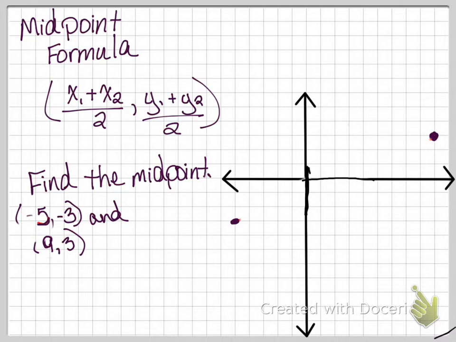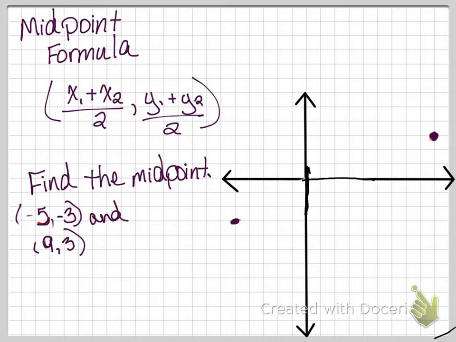So, this is the midpoint formula right here. And what we are doing when we are talking about the midpoint formula is we are looking at the line segment that is connected by those 2 points. So the points that I am dealing with right now are -5, -3. So I am over -5 and I am down -3. And +9, +3. So I am over 9 and I am up 3. Okay? If I connect those 2 points, I make a line segment.